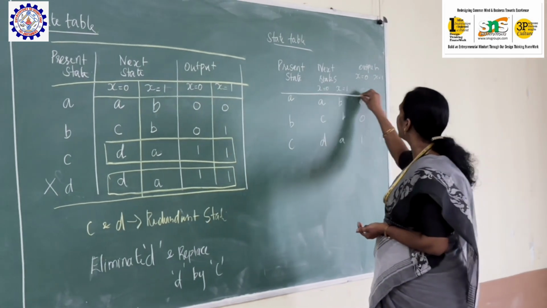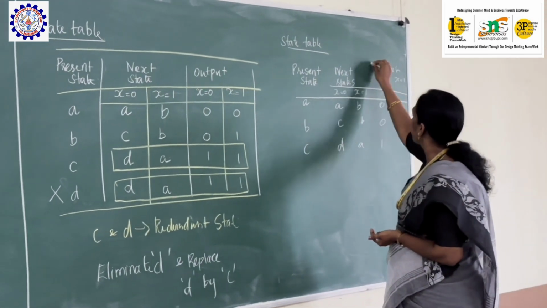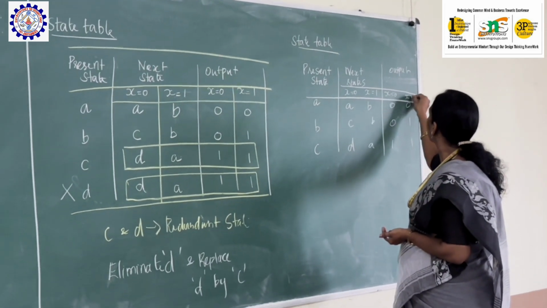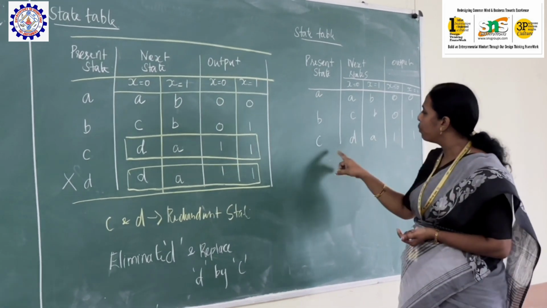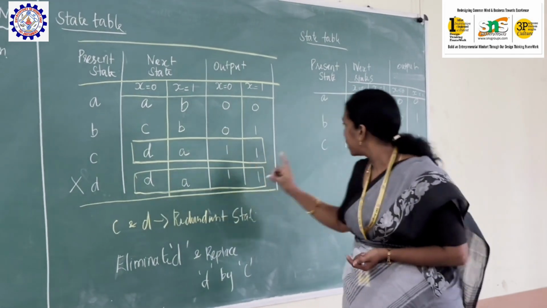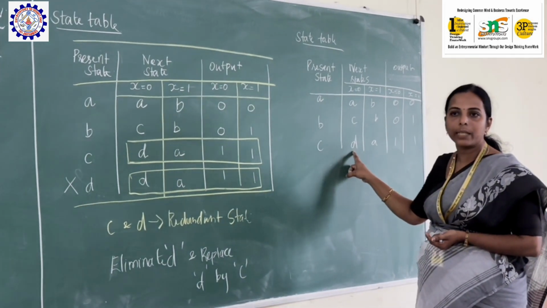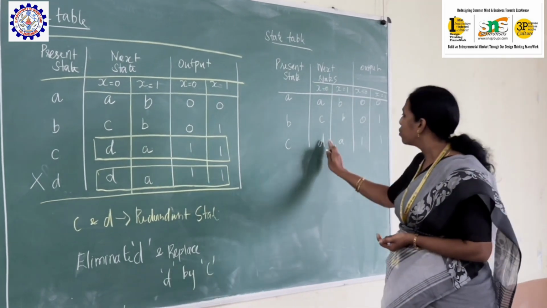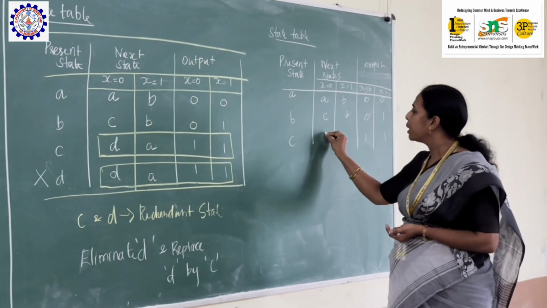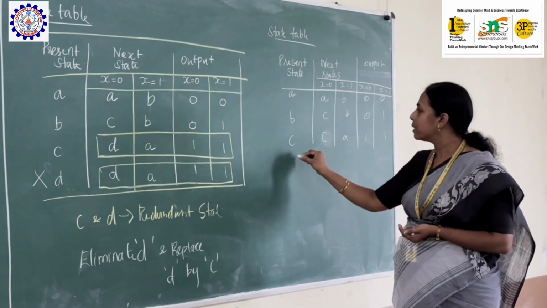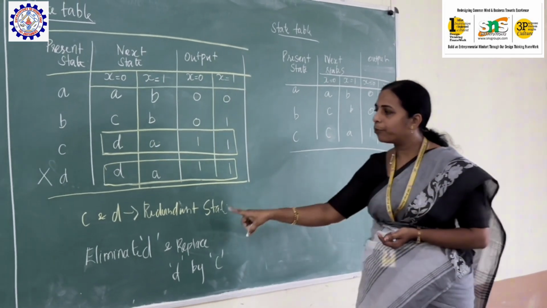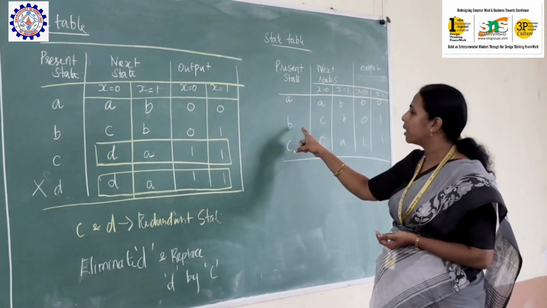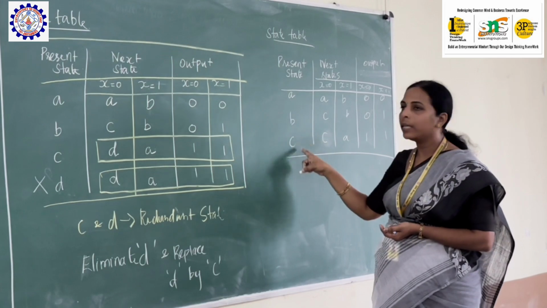Now if you see here, x equal to 0, x equal to 1. So now if you see here, we have eliminated the D state, but here we have a D value as next state. So we have written replace D by C. So wherever we have D, I am going to replace it by C. All the D's have to be replaced by C. So for the first iteration, I have reduced one state. Now instead of 4 states, we have only 3 states.